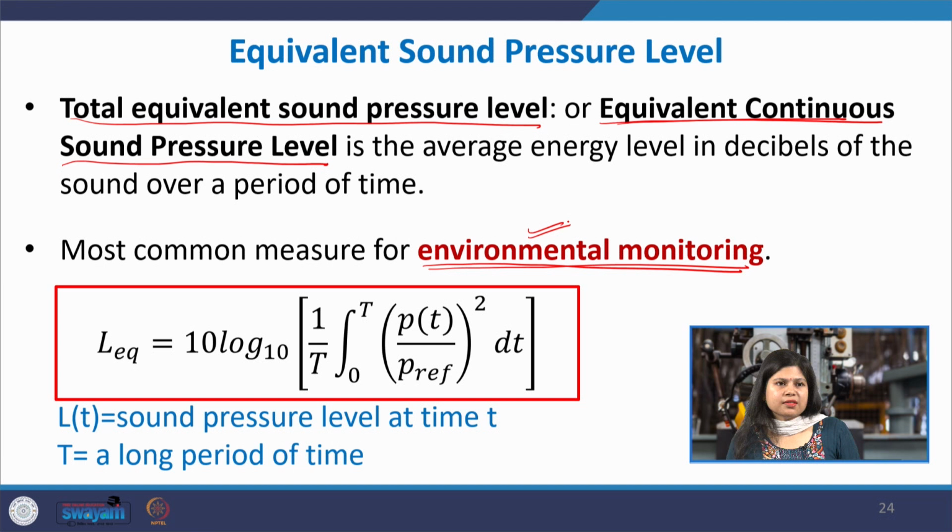Suppose I go as a noise control engineer to a factory setting. A factory workshop is a very dynamic environment. Sometimes some workers are talking, sometimes some machinery is going, and then there is a break time. So it is very dynamically changing. Suppose I go there and monitor that environment for 24 hours. What should be the sound pressure level?